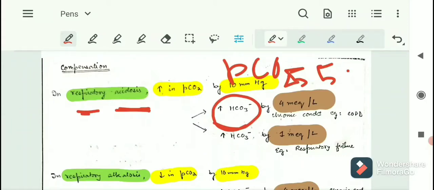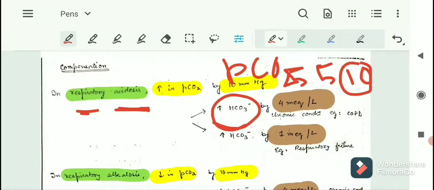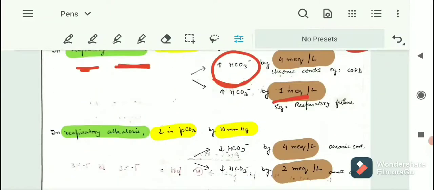Okay, so now if this increases by 10 millimeter of Hg, then HCO3 will increase by 4 milliequivalent per liter in chronic conditions, in chronic underlying conditions like COPD. And if the cause is acute, then the compensation will occur by 1 milliequivalent per liter. So the compensation is different for chronic cases and for acute cases. Okay, now this is for respiratory acidosis.